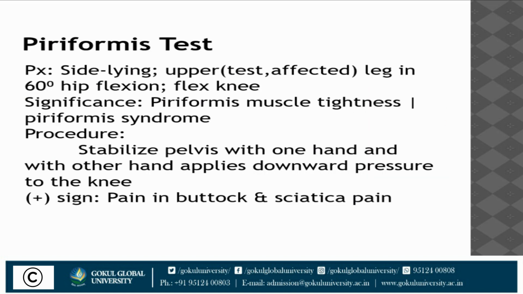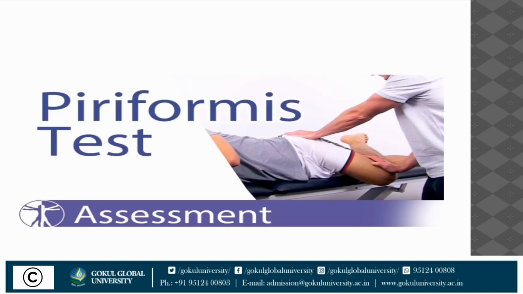Next test is the piriformis test. Patient position is side lying, upper or chest affected leg in 60 degree hip flexion and knee in flexion. Significance is piriformis muscle tightness or piriformis syndrome. Now in the procedure, we have to stabilize the pelvis. As we can see, the patient is in side lying and the upper leg or affected leg is in 60 degree hip flexion and the knee is also flexed.